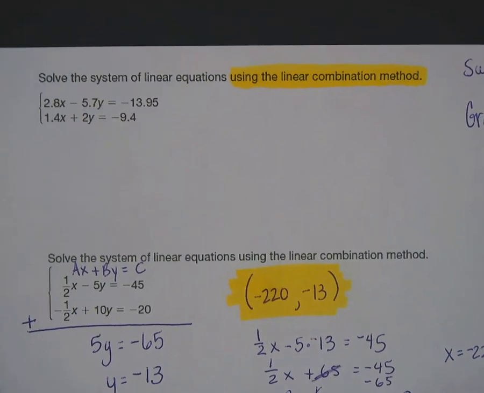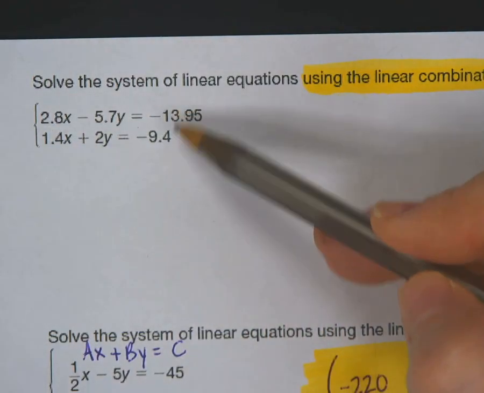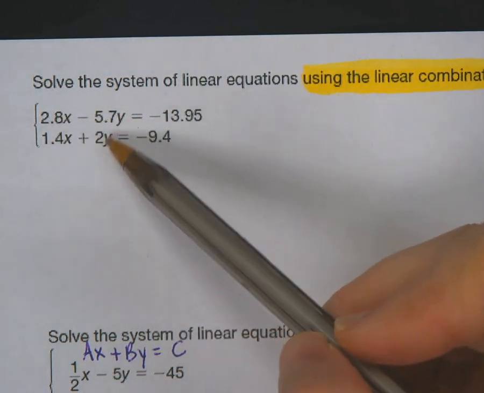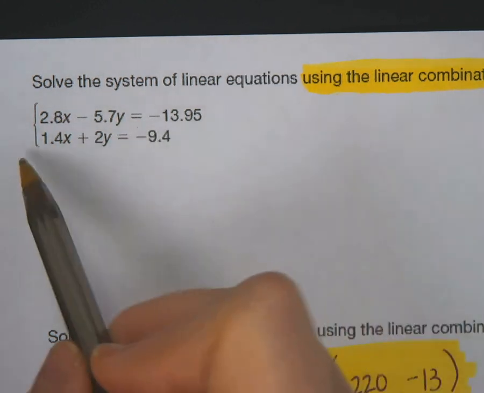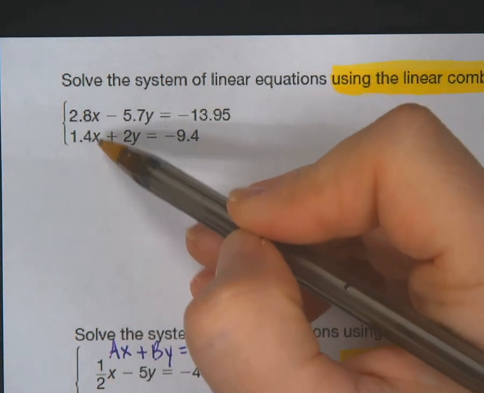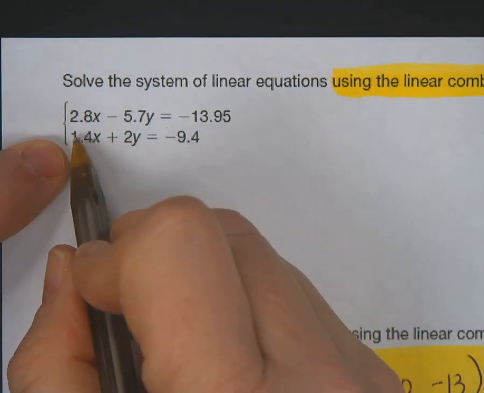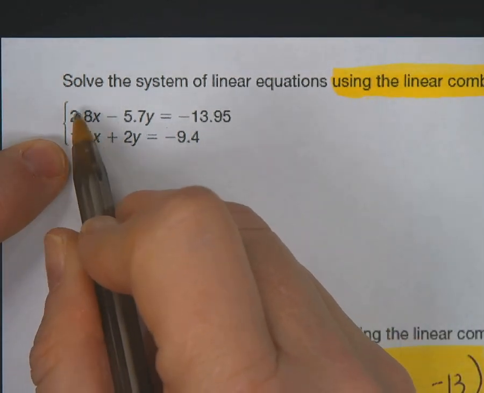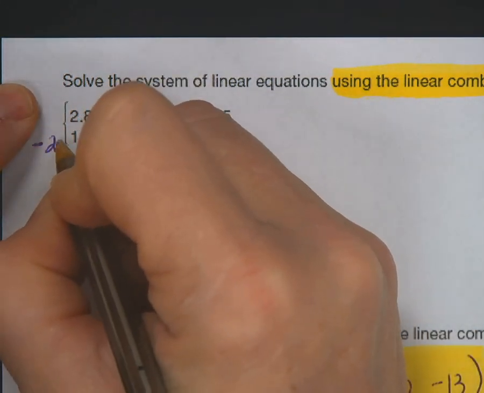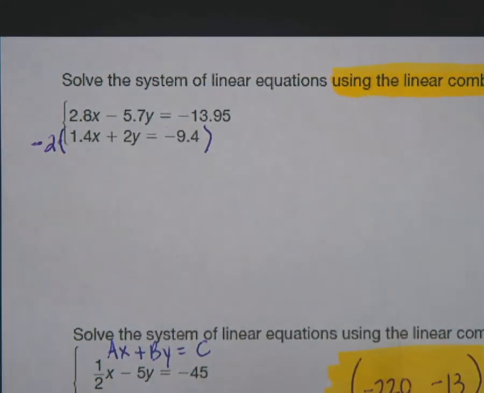So let's go up to this equation, and you can see that the x's are lined up vertically, the y's, the constants, and the equal signs. But when you first glance at this, notice that these are not opposites. So we want to think about what can we multiply one or both of these equations by so that we will produce opposites. Well, with a little bit of looking, you notice that if you double 1.4, you would get 2.8. So instead of just doubling it to make it 2.8, we are going to multiply this entire equation by negative 2.